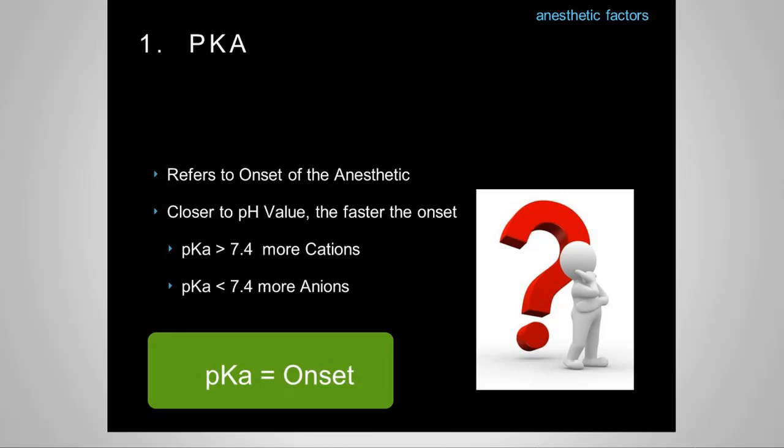The first factor I want to talk about is pKa. This is central to how local anesthetics work. pKa is really about the onset, and always think about the pKa values as relating to the onset of the anesthetic. How quickly will they start to onset? How quickly will they act? How quickly will that local anesthetic cross the neural sheath and get closest to that physiological pH and have a proper ability to work effectively?